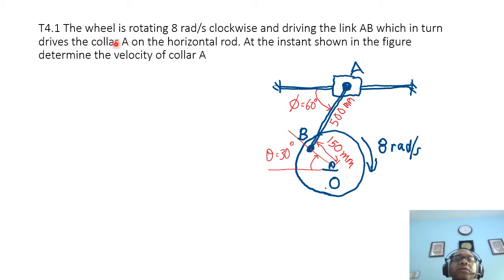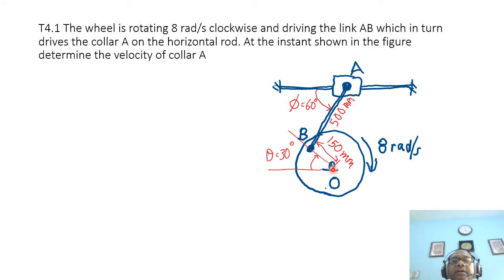here is the wheel. This wheel OB is rotating 8 radian per second clockwise, and the wheel is driving the link AB, which in turn drives the collar A on the horizontal rod. So the collar will move horizontally. At the instant shown in the figure, determine the velocity of collar A. So what do we have?